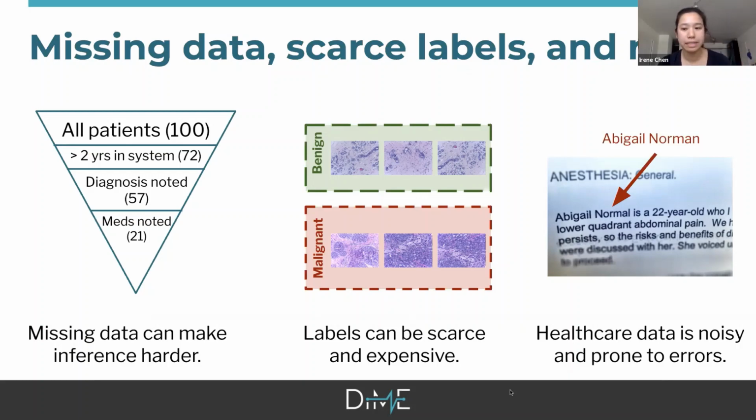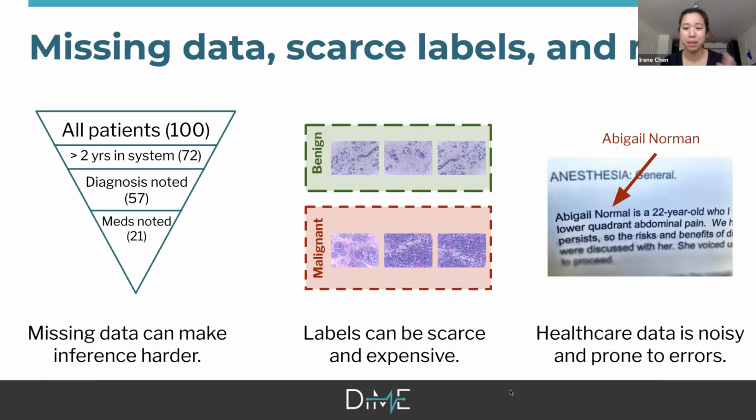So on the left-hand side, we have a very simple example where we start with 100 patients, and we want to predict how different medications affect different diseases, patients with different diseases over 2 years. Because of the data criteria we'll need, we want patients who have been in the system for over 2 years, we want all of the diagnoses noted, and we want all of the medications noted. We might only end up with 1/5 of the original data set.